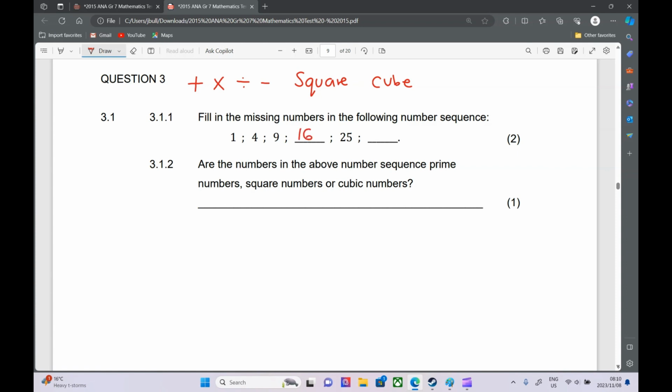5 times 5 is 25. 6 times 6 is 36. And we can see we've actually kind of got a hint here. So are the numbers in the above sequence prime numbers?